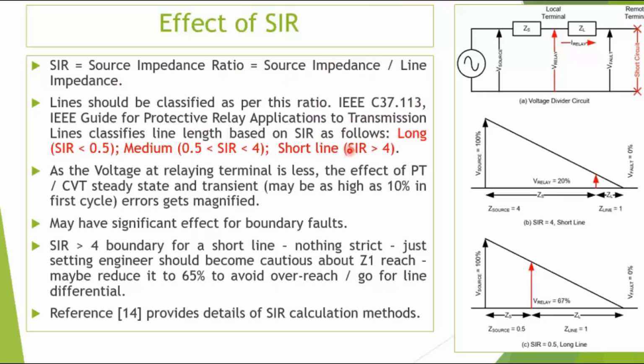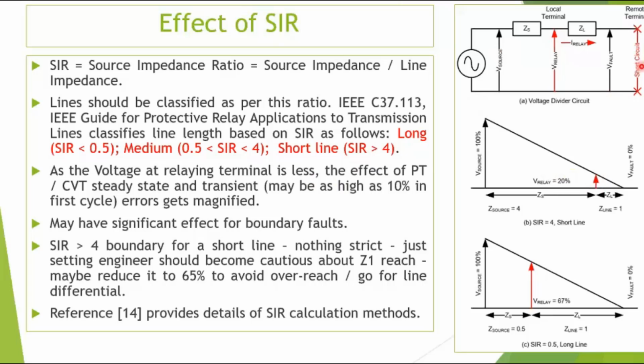The classification is based on this ratio being greater than 4, so that the source impedance is very high and the line impedance is very low. Why is it a problem? The source impedance acts as a voltage divider, affecting the voltage received by the relay during a fault.